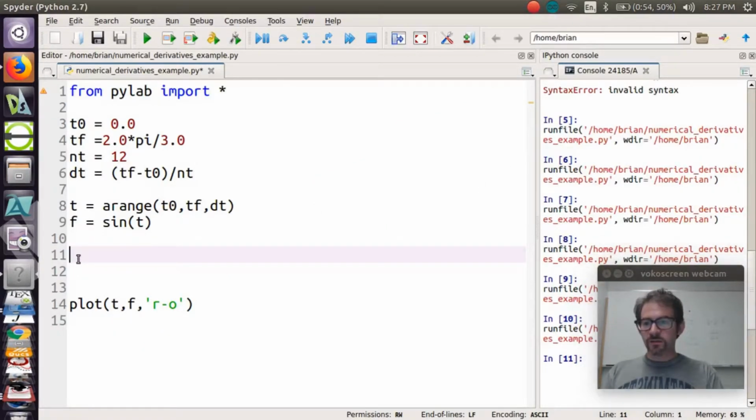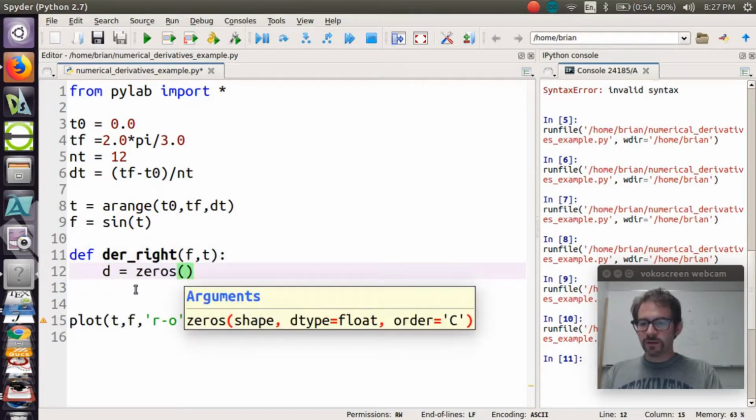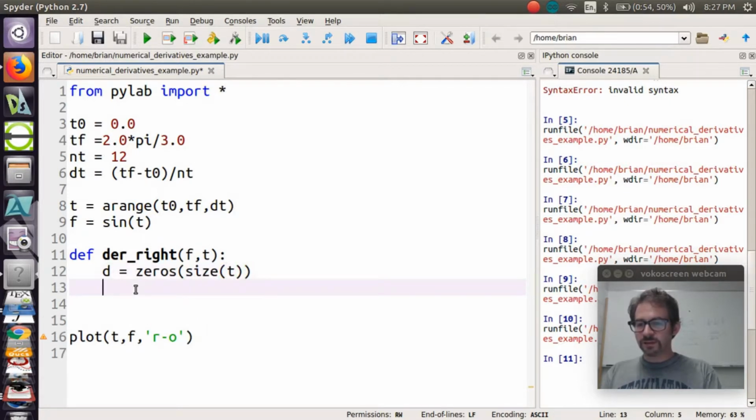So we're defining our right-handed derivative. We define a function in Python with def. That's defining the function. We'll call this dir_right because it's the right derivative. And it's going to take as inputs two arguments, f and t. That's the function and the thing we're taking the derivative with respect to. So we're taking df dt. I'm going to define an empty array, zeros, and that will be the size of t. F and t better be the same size or this won't work.